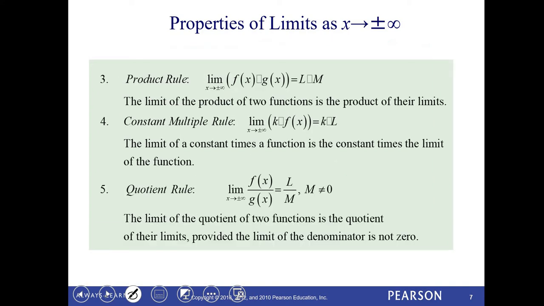Same thing with product. These should be dots. I don't know why they're coming through as boxes. And the constant multiple: if we multiply a function by k, we can also just multiply its limit by k.